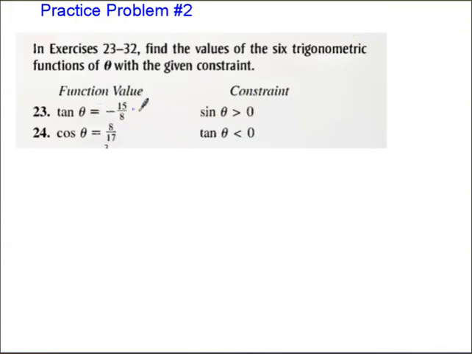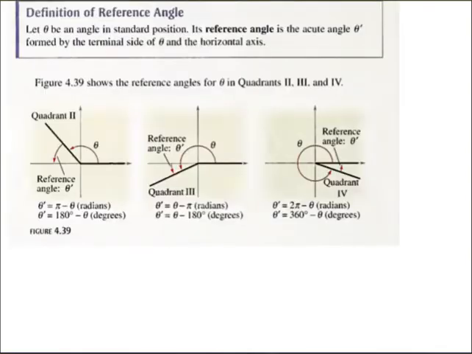Another example problem, they do the same thing. They give you a constraint to help you figure out which one of these values is positive or negative, or both could be negative in the case of number 24. Alright, reference angles.